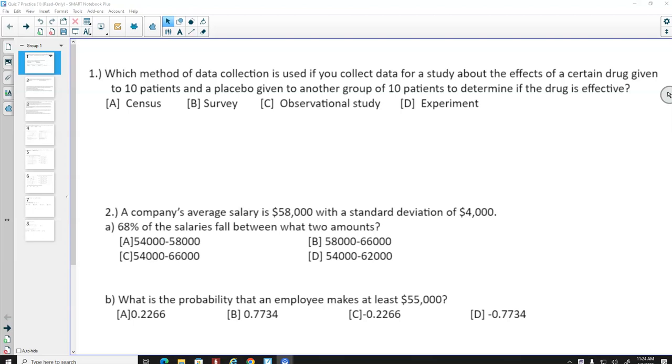All right, so this is practice for quiz 7, it's happening this Friday.